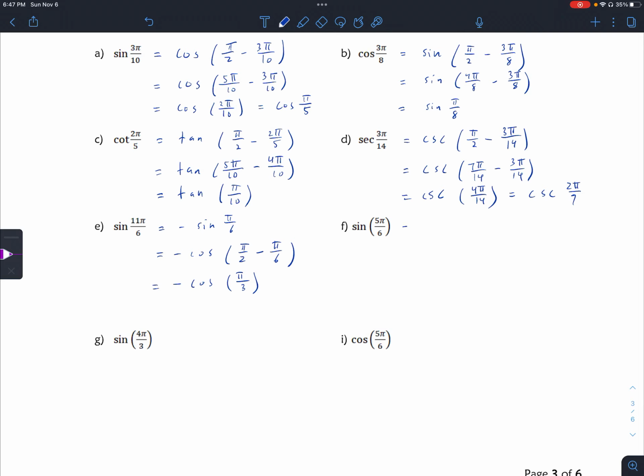All right, so for this one, this angle is slightly less than pi. Since it's slightly less than pi, that means that it is in the second quadrant. Now recall that sine is positive in the second quadrant. So we're expecting sine of 5 pi over 6 to be positive.